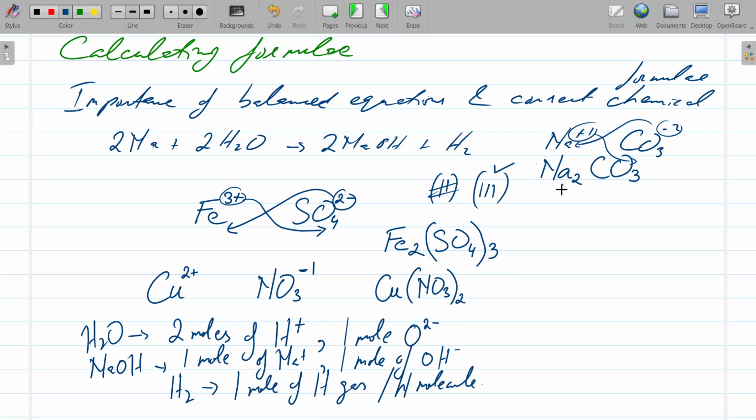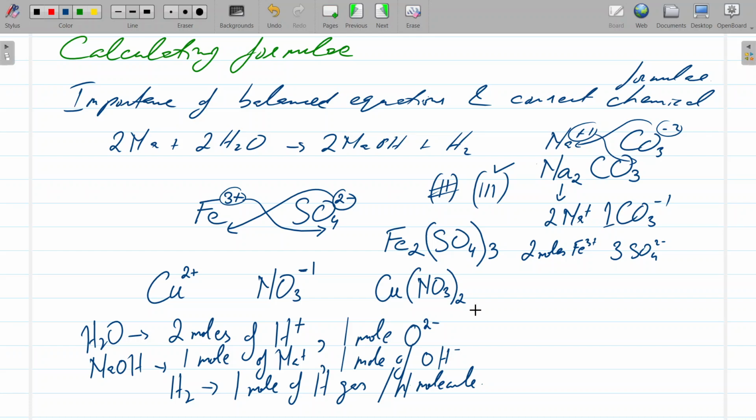Over here, you've got 2 moles of sodium ions and 1 mole of carbonate ion. I'm just putting the numbers, we're talking about moles. Fe2(SO4)3: you've got 2 moles of the iron ions and 3 moles of the sulfate. Making sense? Are you following?